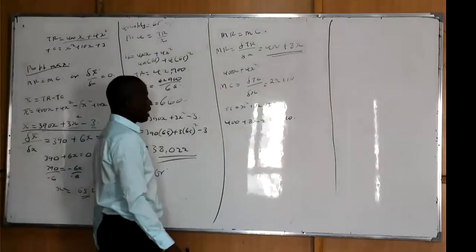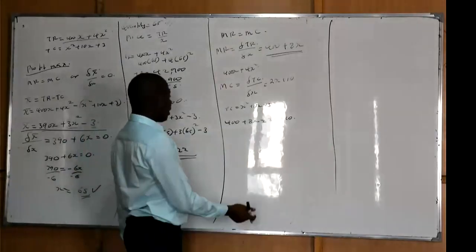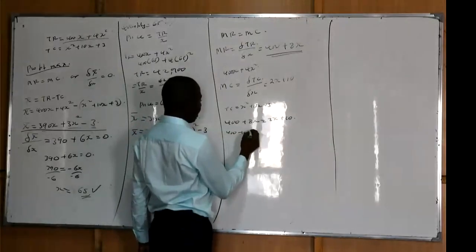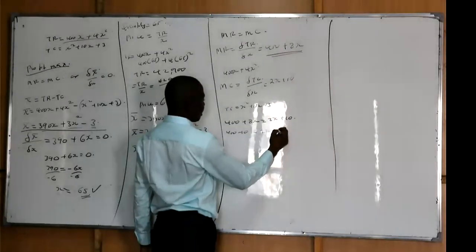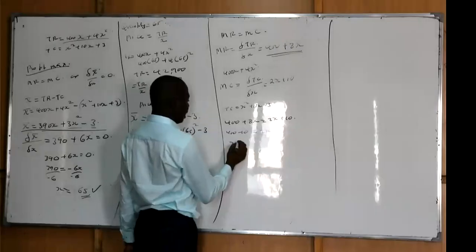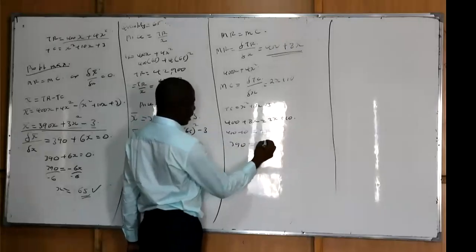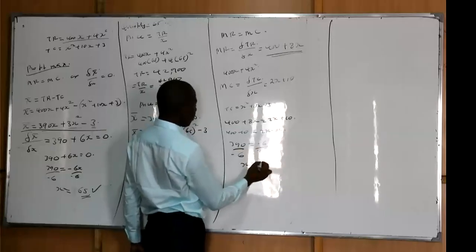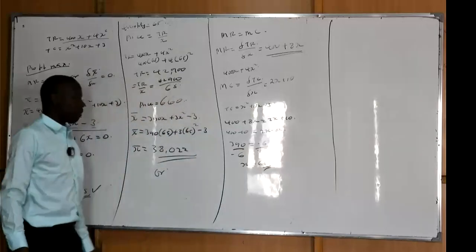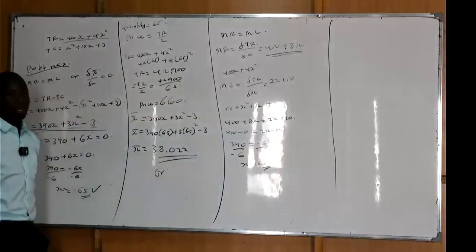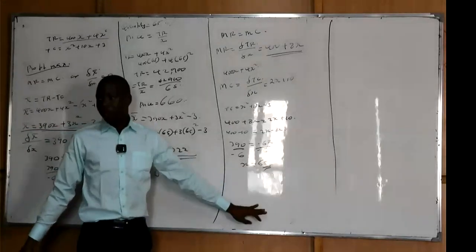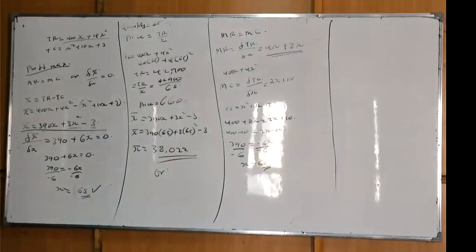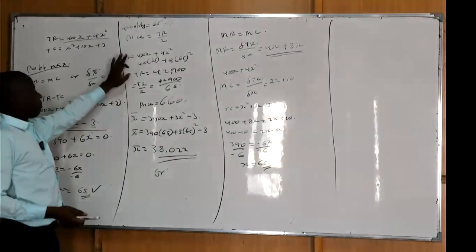So let us collect the like terms together. 400 minus 10 is equal to 2x minus 8x. So 390 is equal to negative 6x. Divided by negative 6, x is equal to negative 65. And we said you ignore the negative because this is quantity. So we have the quantity at profit maximization.